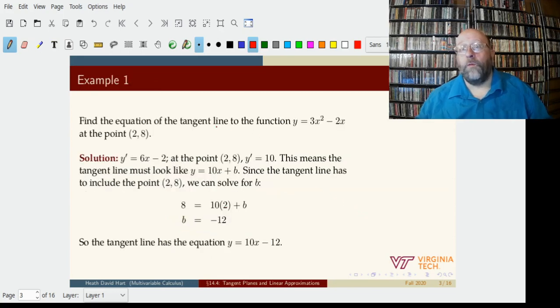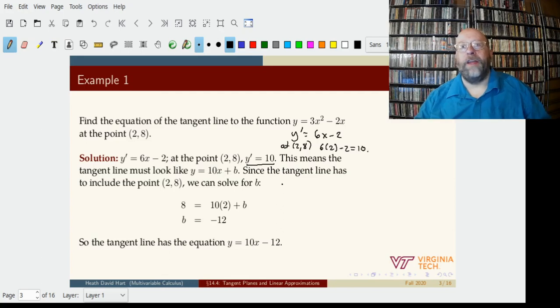So let's try this example. Find the equation of the tangent line. This is a single variable calculus problem where we only have x's and y's. There's no z's. We just want to find the equation of the tangent line to this function, y equals 3x squared minus 2x, at the point 2, 8. So we take the derivative, y prime is equal to 6x minus 2. So we're at the point 2, 8. That means that x is equal to 2. And so 6 times 2 minus 2 is equal to 12 minus 2, which is 10. So that's the slope of the tangent line.